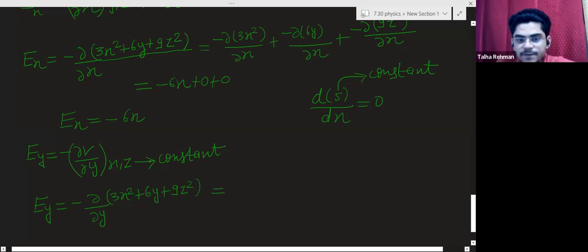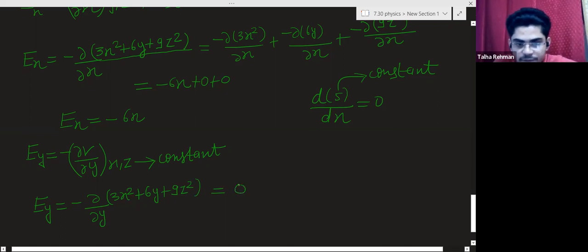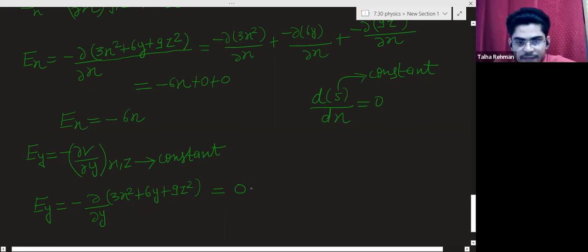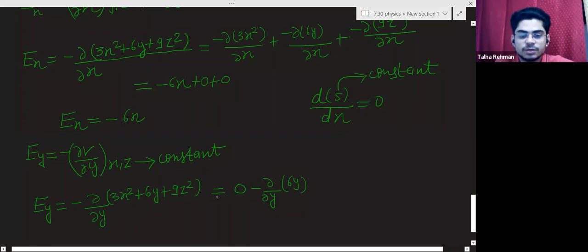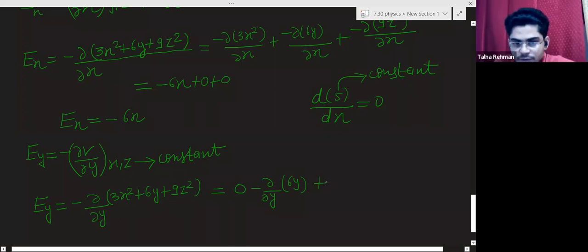Now this 3x square term will be constant, because x is constant, so the partial differentiation of this will be 0. And y is not constant now, so we have to write minus del of 6y. The 9z square term will also be 0, because we are taking z as constant. So that will be 0.